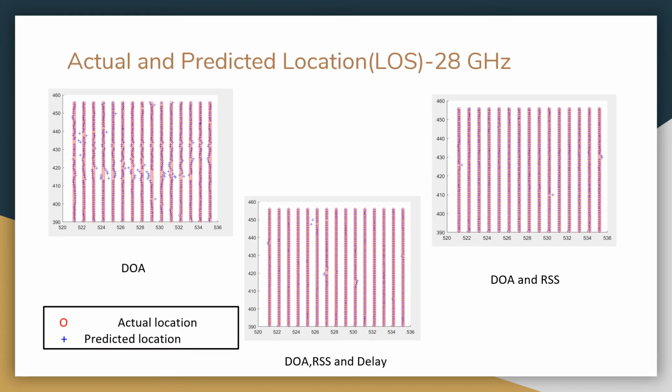We repeated the same experiment with the data at 28 GHz just to check how the neural network performs at millimeter wave frequencies. The result has come out to be better, the reason being dependent on the neural network parameters with respect to the number of features. The same conclusion can be drawn that DOA, RSS and delay give better results than only DOA. Also, we can observe that adding delay with DOA and RSS does not make a huge difference for line of sight.